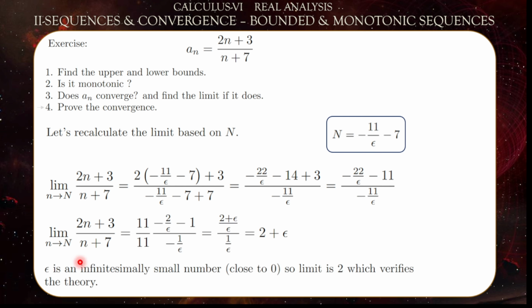So for the limit as n approaches capital N, we take 11 out as a common factor in both the numerator and the denominator. We are left with (2/epsilon - 1)/(1/epsilon), equal to (2 + epsilon)/epsilon divided by 1/epsilon. We multiply both the numerator and the denominator by epsilon. Now, epsilon is factored out, so we are left with 2 plus epsilon, and epsilon being an infinitesimally small number close to 0, the limit is 2, which verifies the theory.